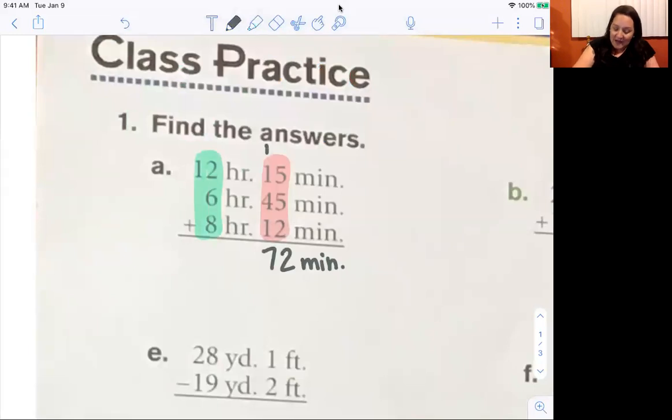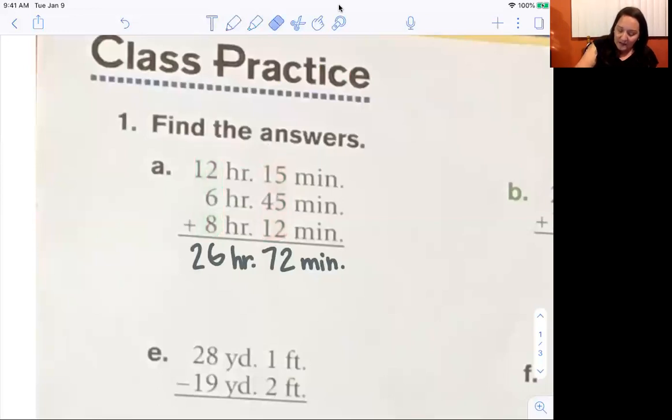And let's add our hours now. 2 plus 6 is 8 and 8 plus 8 is 16. 1 plus 1 is 2. So what we have here is 26 hours, 72 minutes. Can I leave it like that? Nope, we have to convert it.